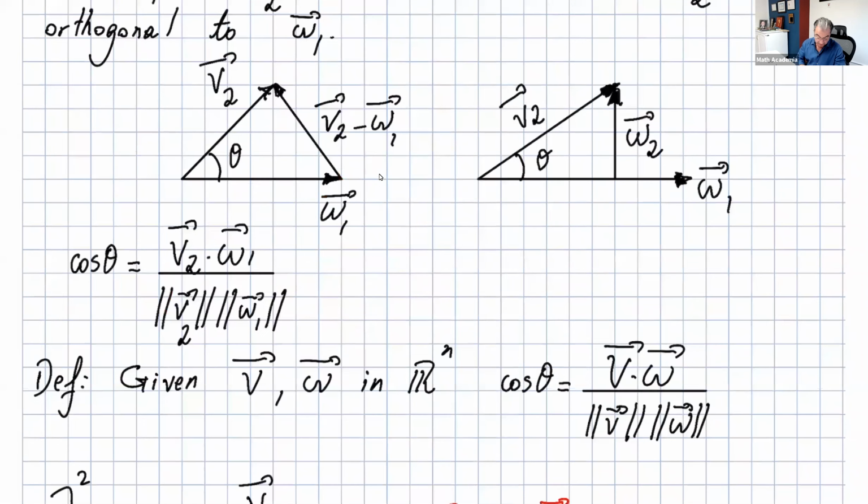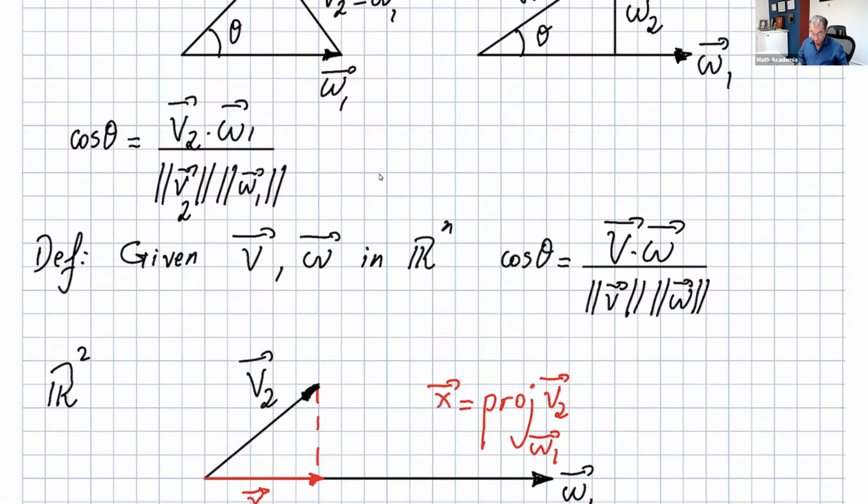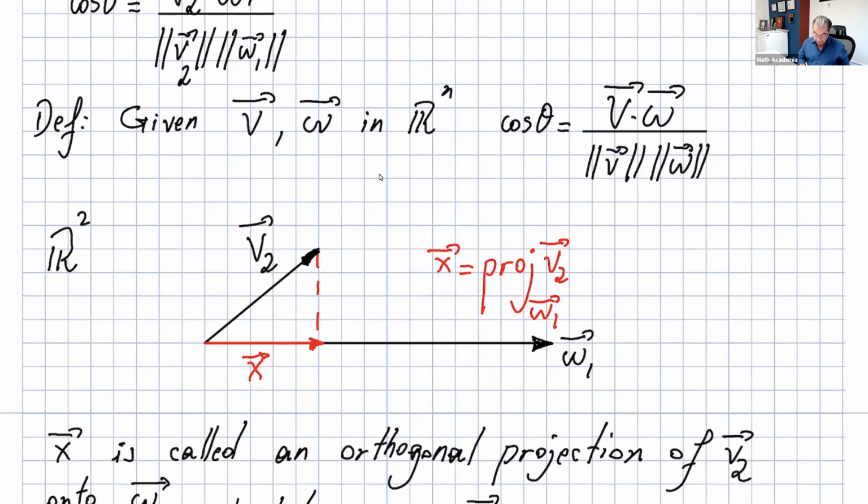Now from the dot product, we know the cosine of theta, the cosine of the angle between these two vectors, is V2 dot W1 over the norm of V2 times the norm of W1. So in general, in Rn, I put the formula for you here. You have seen that before. It's just V dot W divided by the norm of V times the norm of W. So let's see how we can find that vector, which is W2.